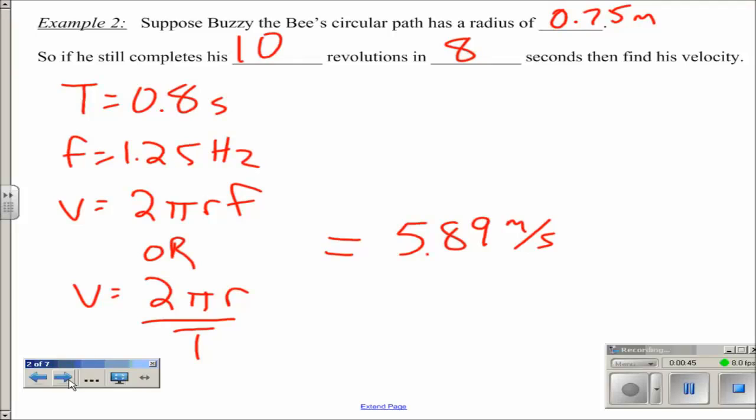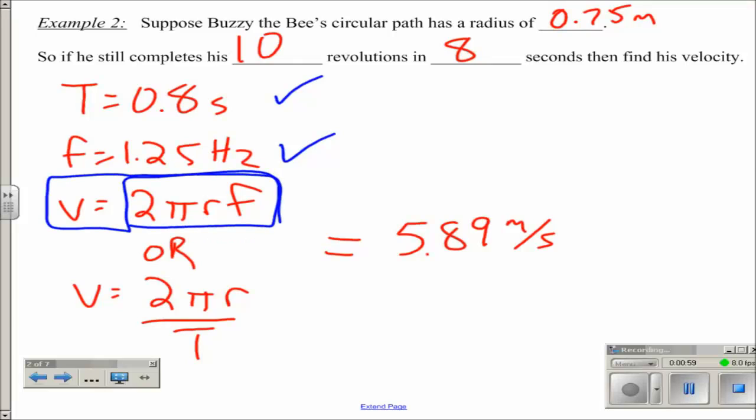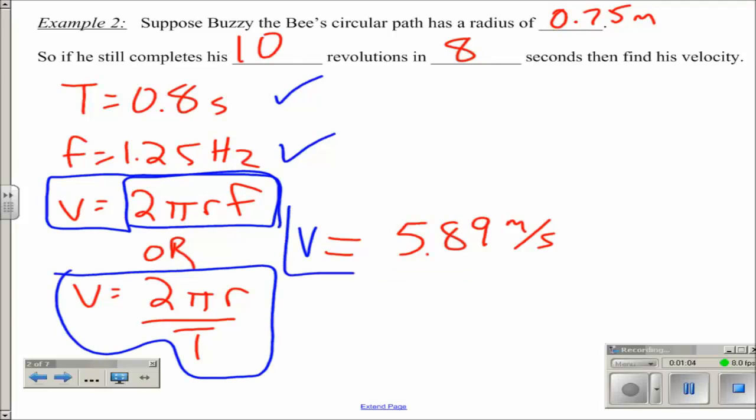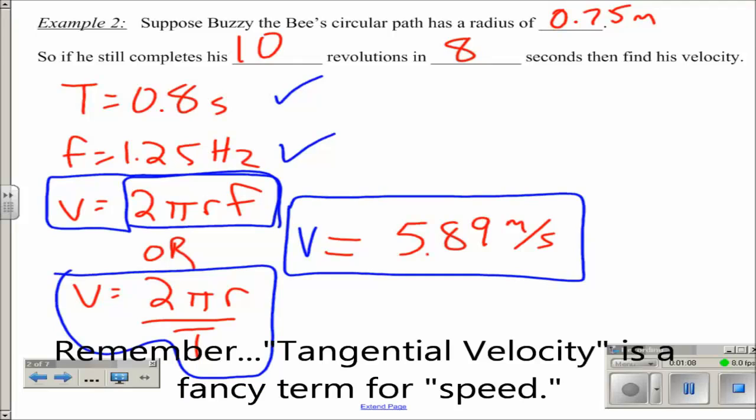All right. So based on that information that we measured, we were able to calculate the period, the frequency, and then using either of those, using this equation, we were able to come up with the fact that the tangential velocity for the bee, as he traveled around in the circle, was 5.89 meters a second. All right, we're going to learn more about the bee today.